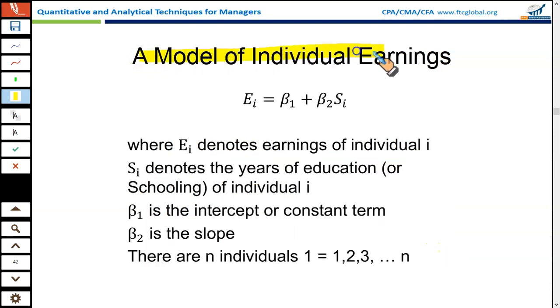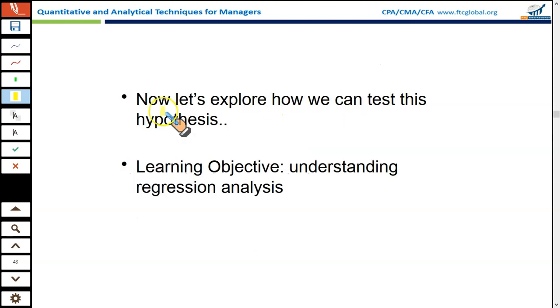So here's a model of an individual's earning, where E1 denotes the earning of individual 1, Ei, and this is driven by the years of education. And then this beta 1 and beta 2 represent the intercept and the slope respectively. For individual 1, it's going to be E1, B1, B2 and S1. For individual 2, it's going to be E2, B1, B2 and S2, because each one has different years of education and then it drives his earnings. So this is our model for individual earning. Now let us explore how we can test this hypothesis.